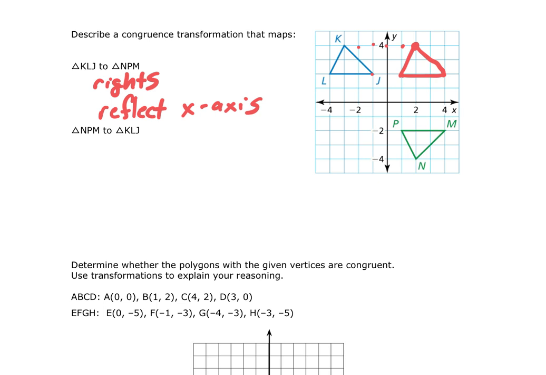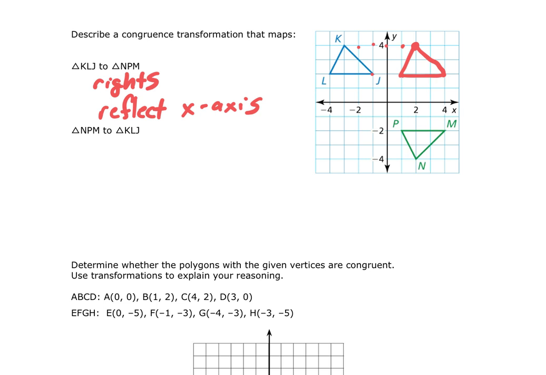We're going to have to reflect it at some point in time, right? Did anybody reflect it first to come down here? No. Could I have done that? Could I have reflected the blue guy down here and then slid it over? Yeah, it would work the same way, right?